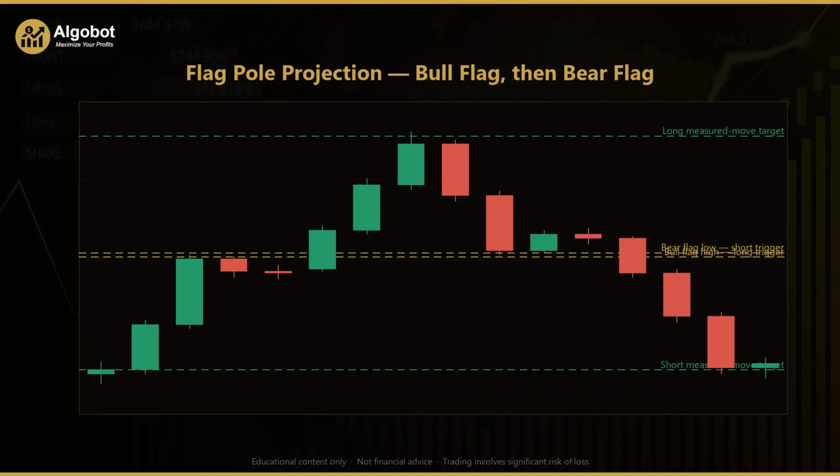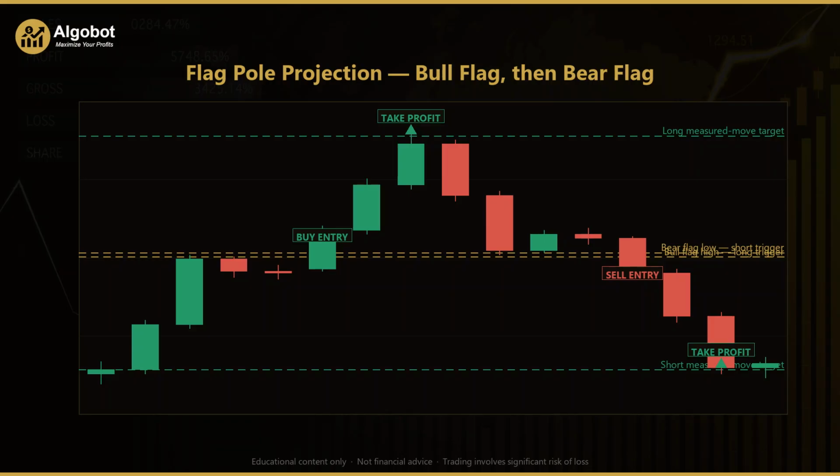Watch 2 strong candles drop sharply, forming a down pole, the mirror image of before. Price then pauses in a tight, shallow flag hugging the lows, marked by the lower gold trigger line at the flag low. When a candle breaks below that line, the sell entry triggers. Again, the strategy projects the pole height, this time downward, to set the lower green target. Price slides into that level, and the second take profit is reached. Notice the symmetry. Strong push, tight pause, fresh break, measured move target, with the protective stop always resting on the far side of the flag.